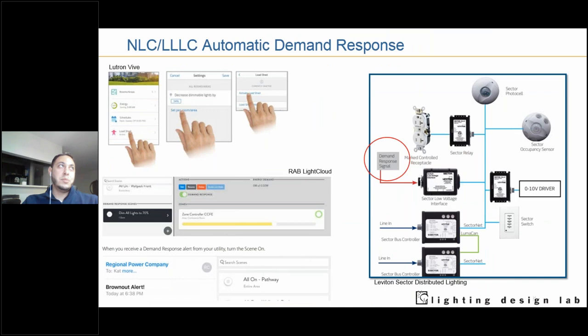With connected lighting systems, you can do this very, very easily when it comes to the lighting. You can do it one of a couple of ways. You can say, if we received a demand response signal over Ethernet, reduce the load of my dimmable lighting load by 30% across the board. Or you can go to different specific space types and have different levels for those spaces, depending on safety and your space types. Great way to do this with connected lighting.